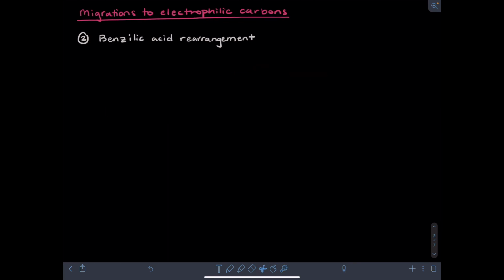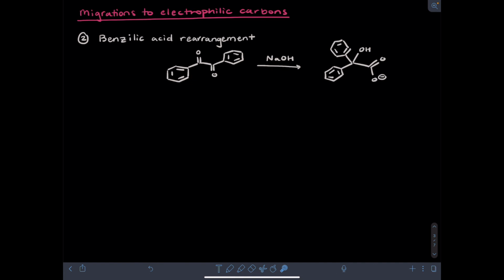Another type of rearrangement that involves a migration to an electrophilic carbon is known as the Benzilic acid rearrangement. The starting material for this is a diketone, where the ketones are on adjacent carbons, and typically this is performed with aromatic groups flanking these ketones. The reagent for this reaction is a hydroxide salt. And the product of this reaction is a molecule with an adjacent alcohol and carboxylate.